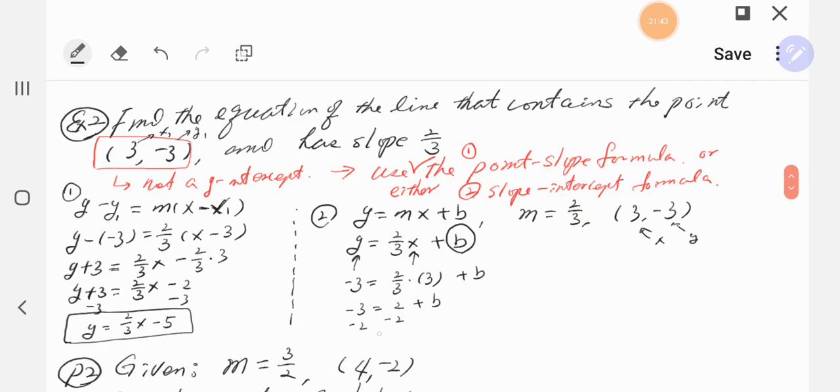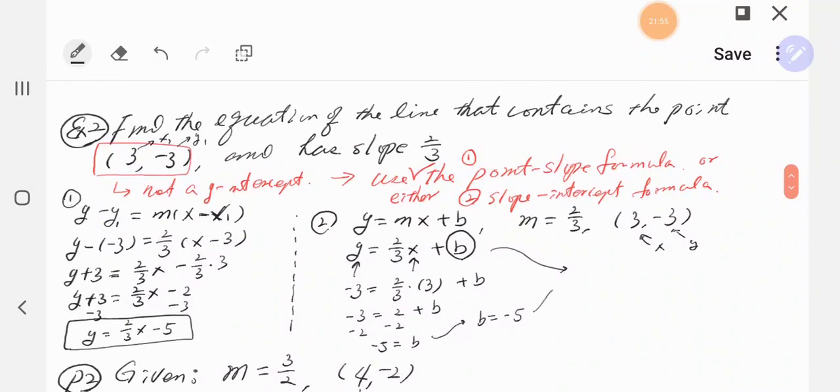Then negative 5 is equal to b. So we know that from here b equals negative 5, right? Negative 5. So from the equation, y is equal to 2/3 x, b is negative 5, so minus 5. So we have this equation. Can you see it?